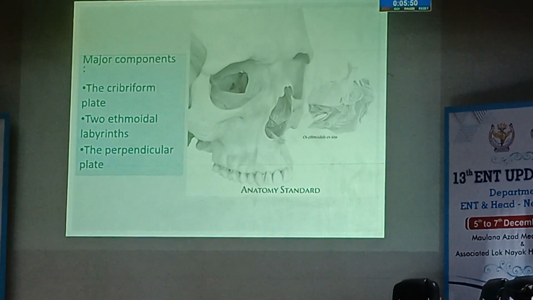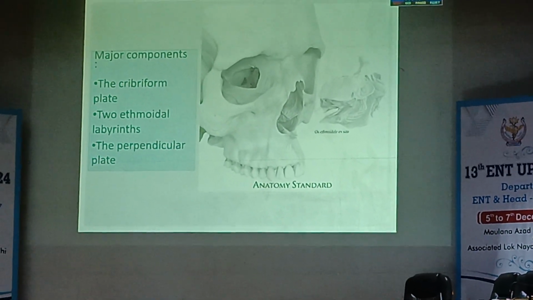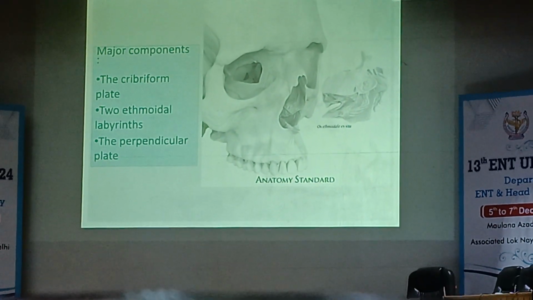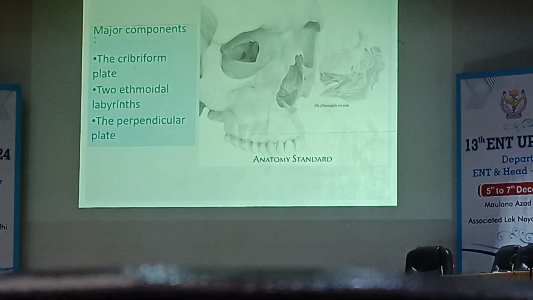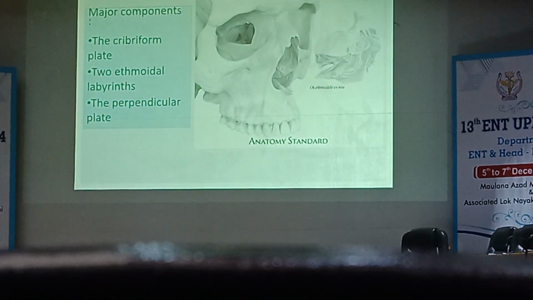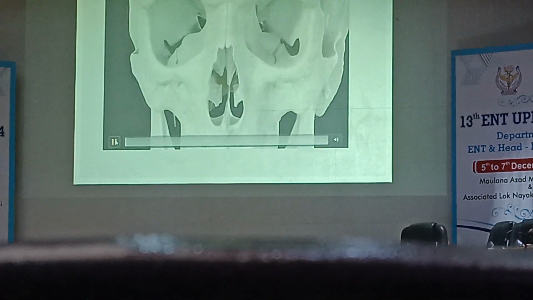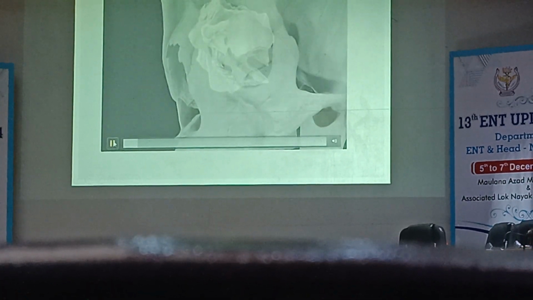It has a pterygoid plate. There are two labyrinths on each side and there is a perpendicular plate of the bone. How it articulates with the other structures in the nose and forms the anterior fossa should be clear in your mind. That is my attempt at explaining this. So just look at this.